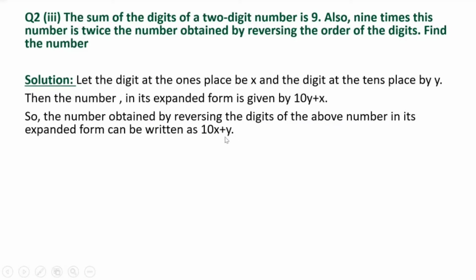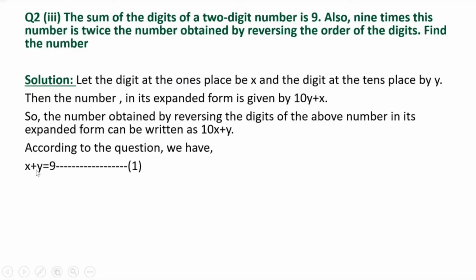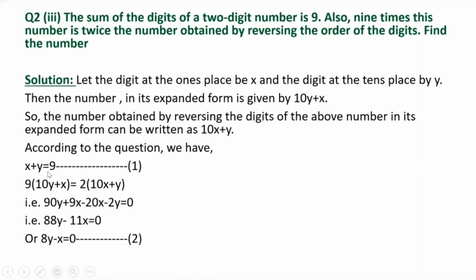Now, according to the question, the sum of the digits is 9. That means x plus y is equal to 9. Then 9 times the number. 9 times the original number, 9 times (10y plus x), is equal to twice the number obtained by reversing the digits. So 9 times (10y plus x) is equal to 2 times (10x plus y), which gives me the second equation. So I have now two equations. First one, x plus y equal to 9. Second one, 8y minus x equal to 0.